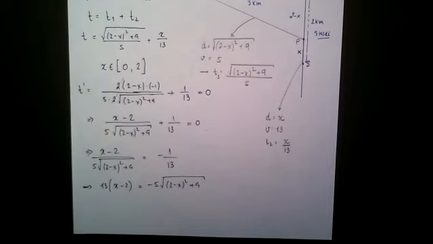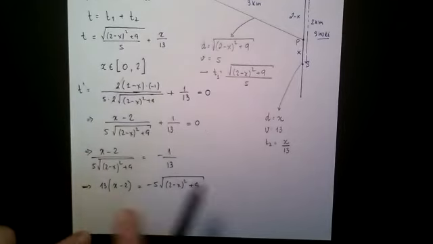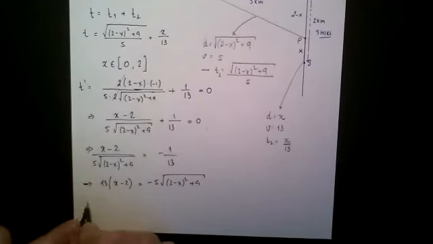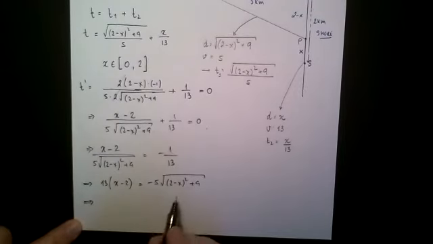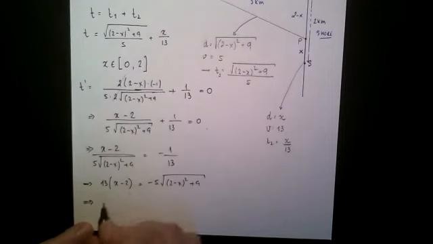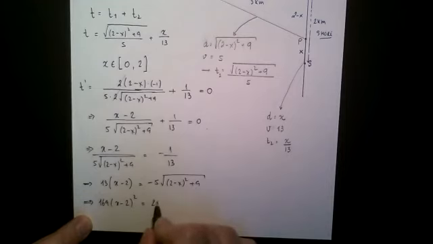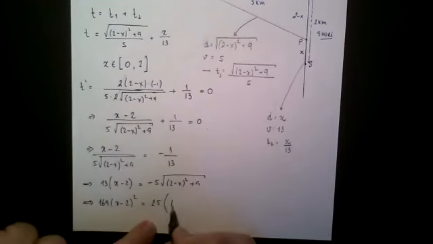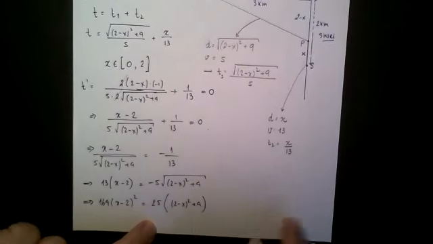Okay, how do I get rid of the square root? Anyone? Multiply both sides by the square root? No, if I multiply both sides by the square root, then the square root will appear here. So I need to square both sides. Okay, I'm going to put both sides to the power of 2. So 169 (x - 2)² equals 25 times ((2 - x)² + 9).